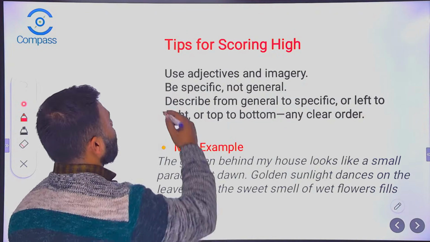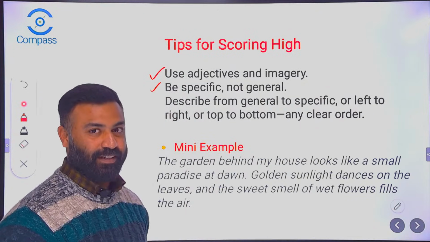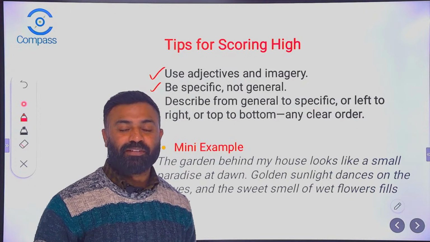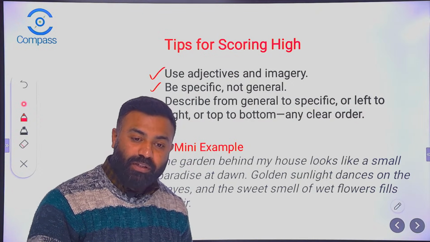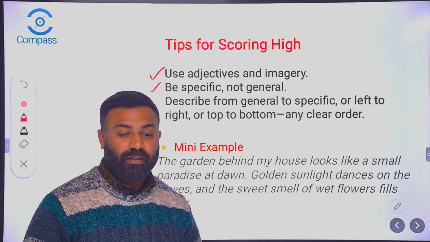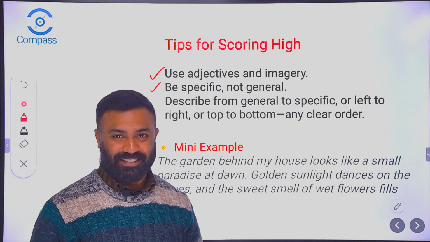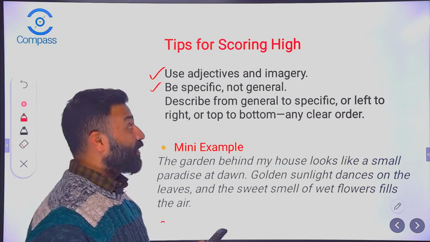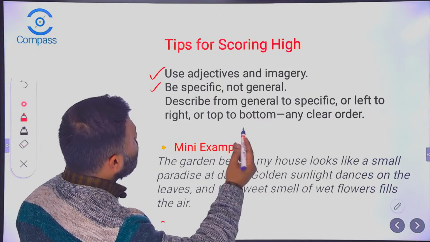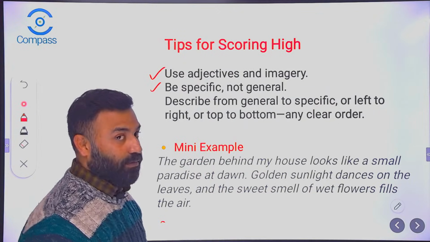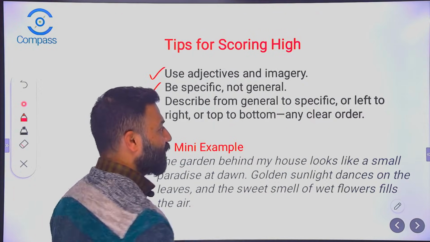All right. So first done, be specific, not general. Yes, you have to be specific. No general opinion, no general description, specific. If the flowers were there, how were the flowers looking, or how did they smell? Describe the scent of the flowers specifically. For that you can use adjectives. Describe from general to specific, or left to right, or top to bottom, any clear order. I know this is difficult to understand. Let me put it straight. Clear order.